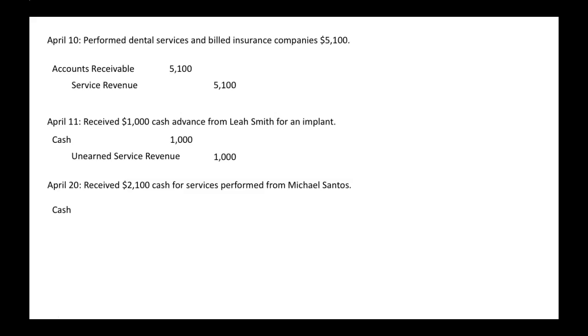Now, why did we receive this cash? Well, we received this cash because we performed services, right? So just like I said back on April 10th, whenever we see the words performed services, that's telling us that we need to count our service revenue. So we'll debit our cash and credit our service revenue for this $2,100.